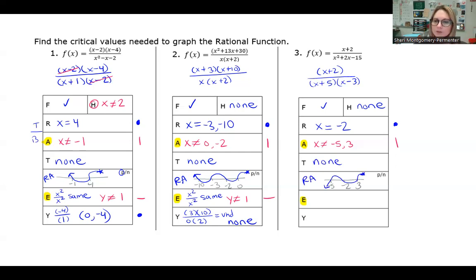For the end behavior, how many x's are on top? 1. How many x's are on the bottom? Okay, what happens when you're bigger on the bottom? 0. Yep, y is going to be equal to 0. That's going to be our horizontal asymptote.